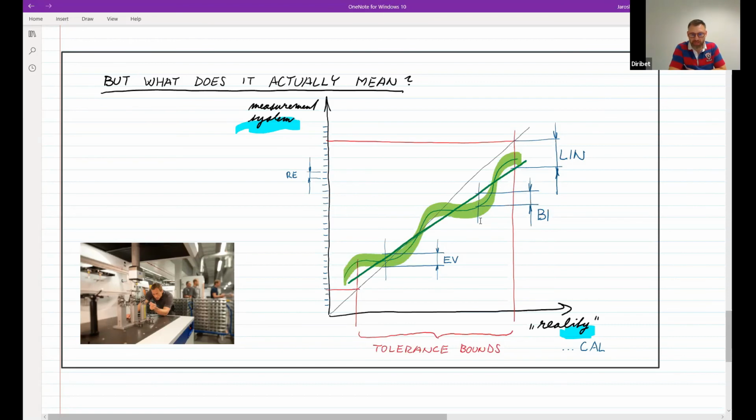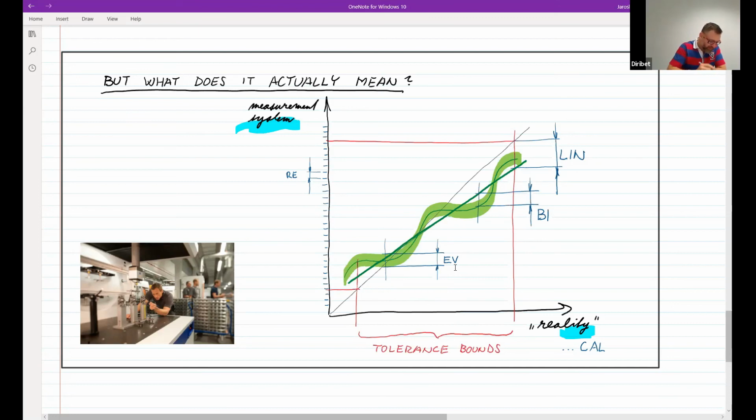And then, of course, we cannot compensate by some prescription, by some formula in the measuring devices, because there always is a random error. And the random error would be the area around this thin green line, and we care for the thickness of that area, for the broadness of that area, represented by the equipment variation, the EV.